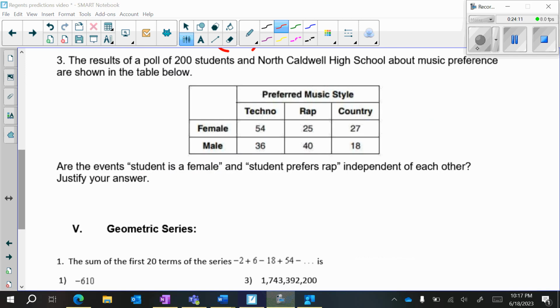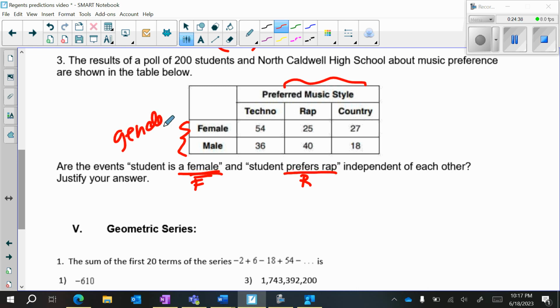The last independence you might see is if they give you a two-way table like this and they ask you to show that the events are independent or not. If they just said gender independent of music style and they didn't specifically say female and rap, you could pick any gender and any music style. So they specifically said female and rap, so I'm going to use female and rap. But let's say they just said, are the two variables gender and preferred music style independent or not? Then you could pick anything. You could pick male and techno, whatever, but just define whatever you're doing for the person, okay?